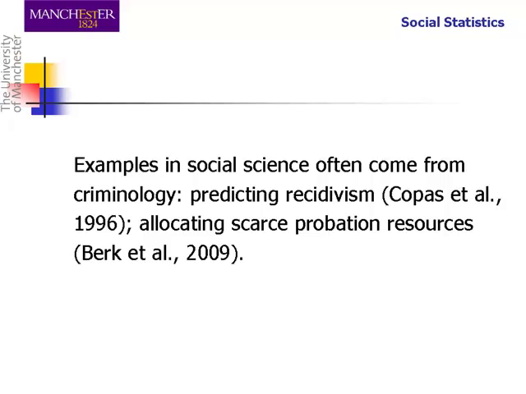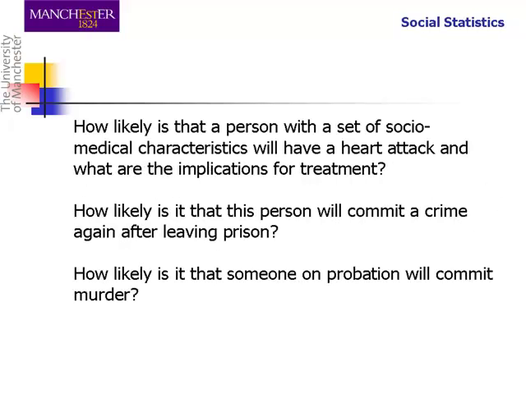And I'll give you this reference at the end, but this is a very interesting paper, where the problem was that probation officer resources were very scarce. This is in the US, and the question was, how should probation officers allocate their time in order to prevent people on probation then going on to commit murder? And again, showing how, in fact, it was possible to allocate resources more efficiently. So these are the kinds of questions that we need to think about.